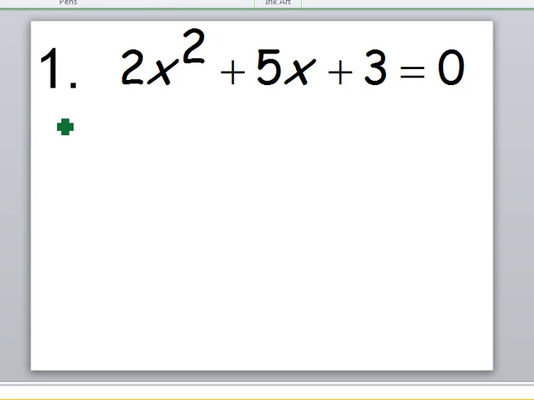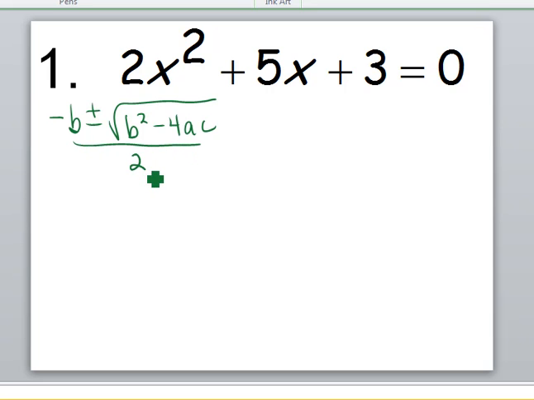So I'm going to write down the formula: -b plus or minus the square root of b squared minus 4 times A times C, all over 2A. What I'm going to do then is write down my A, my B, and my C. My A is 2, my B is 5, and my C is 3. We're going to plug those values into the formula.